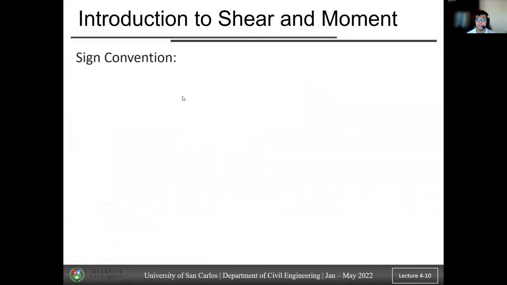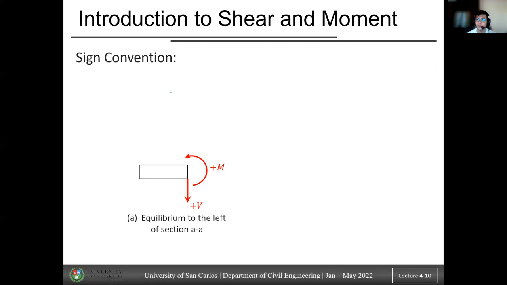So rare cases will you encounter a negative moment in actual practice in structural engineering. Okay, so sign convention. Again, to sum it up, on the left side it is going up and then counterclockwise direction is positive.